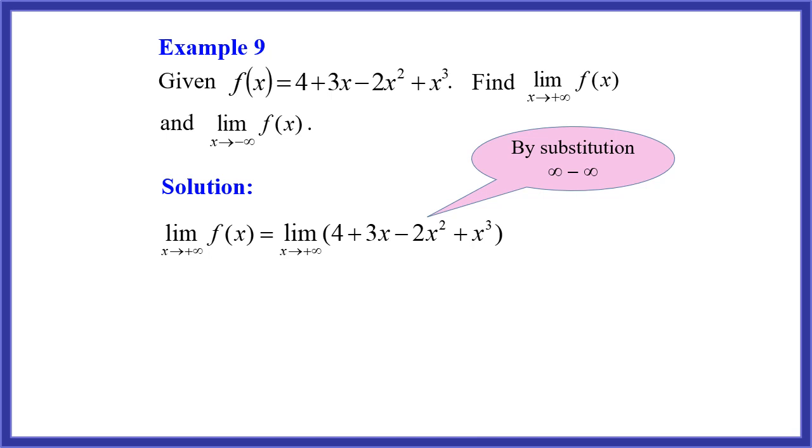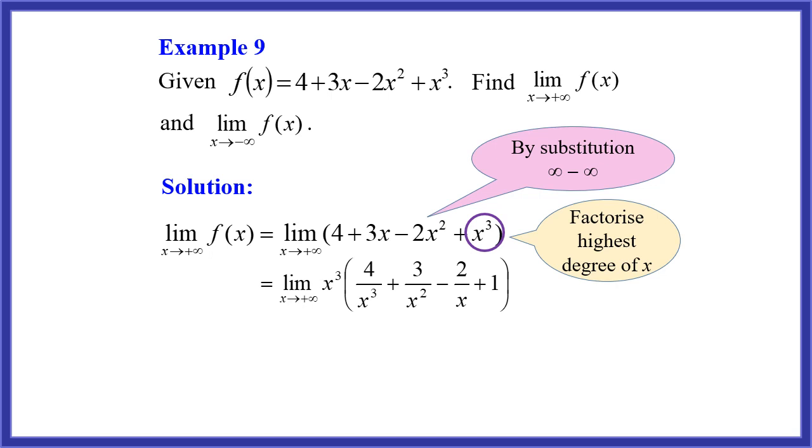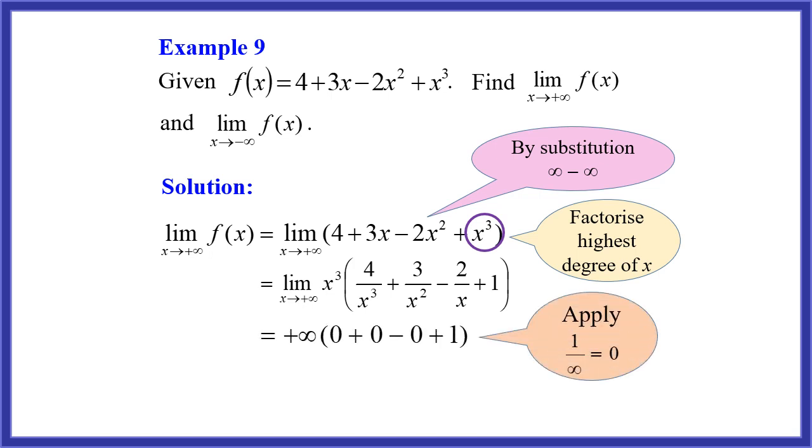Right. Okay, if we substitute, we get 4 plus infinity minus infinity, because the minus 2 multiplied by positive infinity, and then plus infinity. Because we have this minus infinity plus infinity, what we need to do is factorize out the highest power of x. So what is the highest power of x here? Okay, so it's x cubed. So what do we have? We have 4 over x cubed plus 3 over x squared minus 2 over x plus 1. So for x cubed, it will be positive infinity. But the other values here will be 0, 0, 0. And here is plus 1. So it's a positive multiplied by positive infinity. So it will be positive infinity.